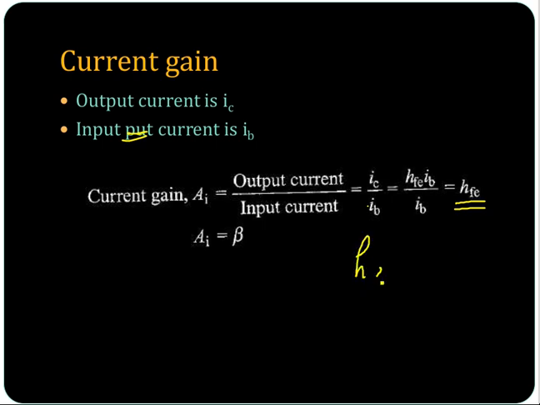So in the data sheets, if you see HFE, it is nothing but beta, or the current gain is equal to beta or HFE. In the H parameter equivalent circuit, this HFE indicates beta. We have already discussed this when we compared the H parameter equivalent circuit to the AC equivalent circuit we developed prior to that in the previous lecture.